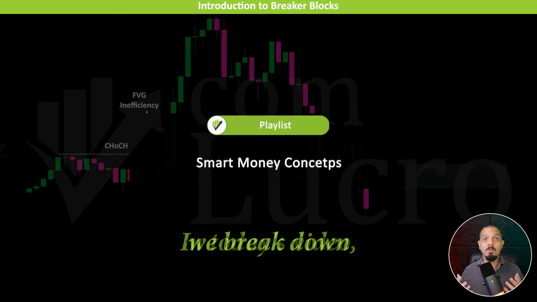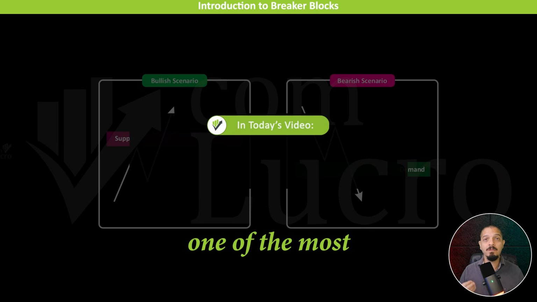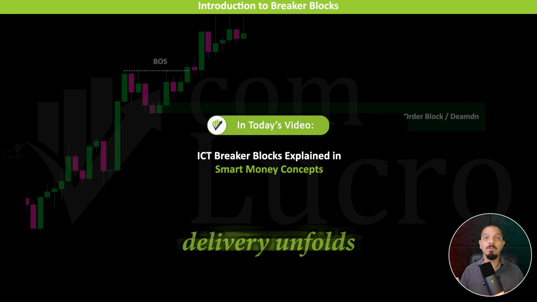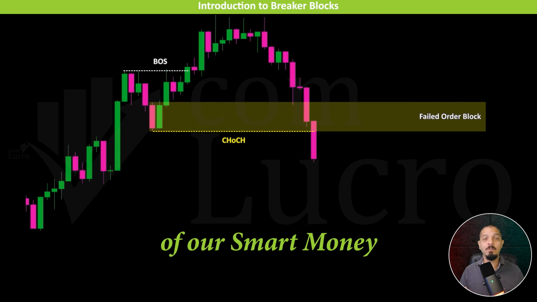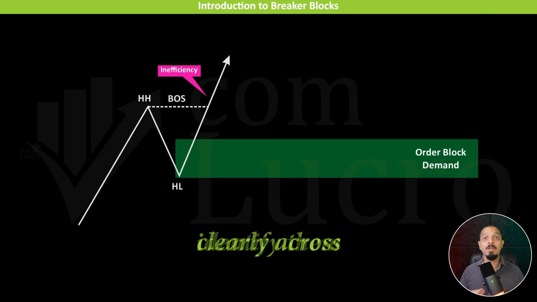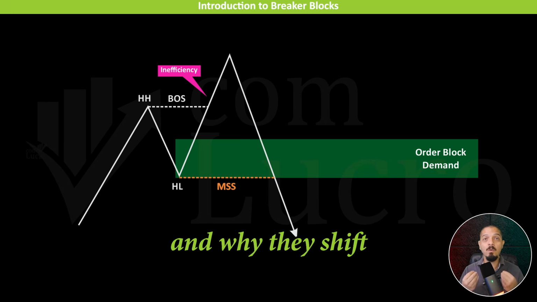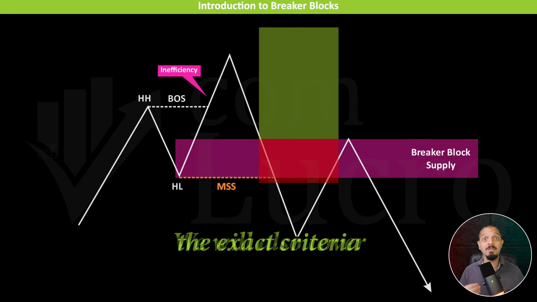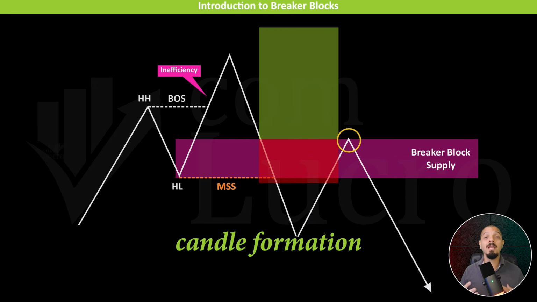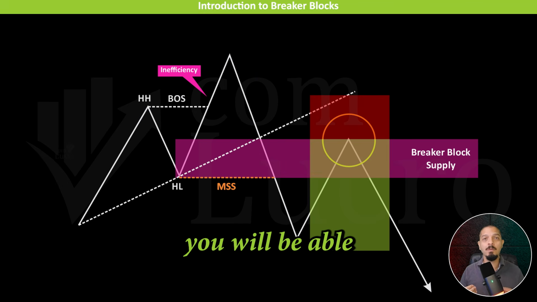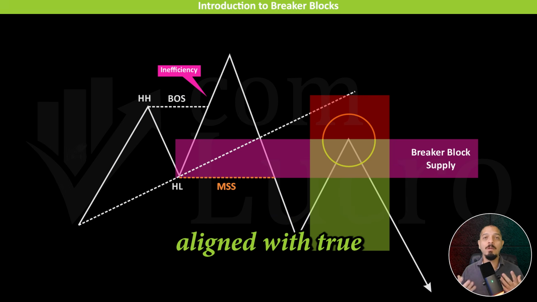In today's video, we break down breaker blocks, one of the most powerful tools for understanding how institutional price delivery unfolds within market structure. In this chapter of our Smart Money Concepts course, you will learn how breaker blocks form, how to identify them clearly across multiple timeframes, and why they shift from demand to supply or from supply to demand. We will also cover the exact criteria that transform a simple candle formation into a high-quality trading opportunity. By the end, you will be able to anticipate potential reversals and position yourself with confidence, aligned with true institutional order flow.